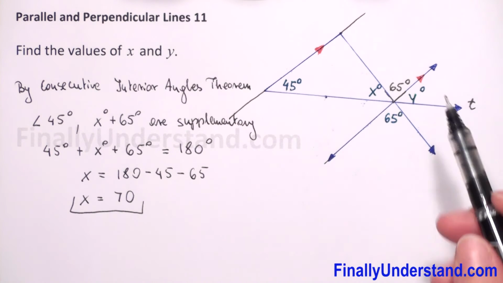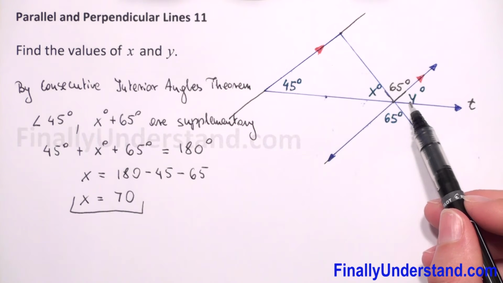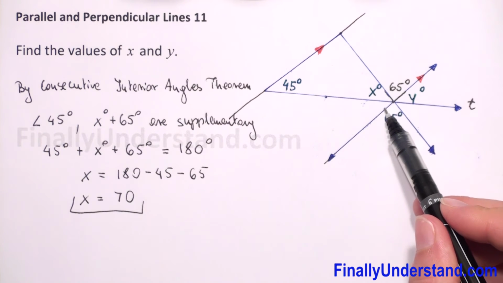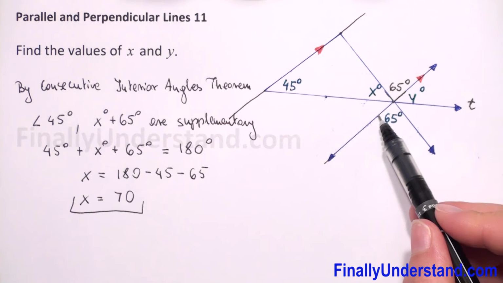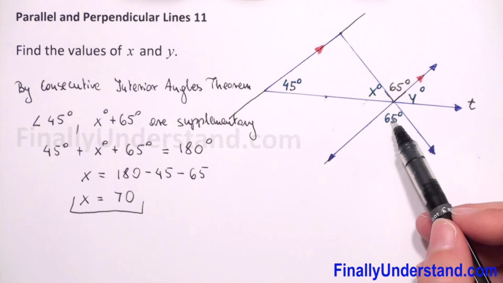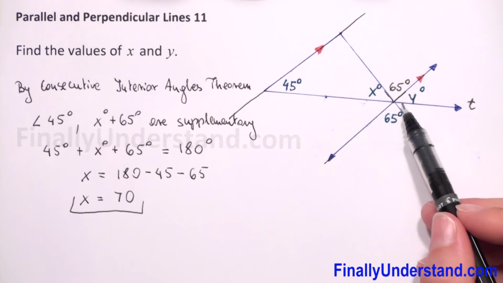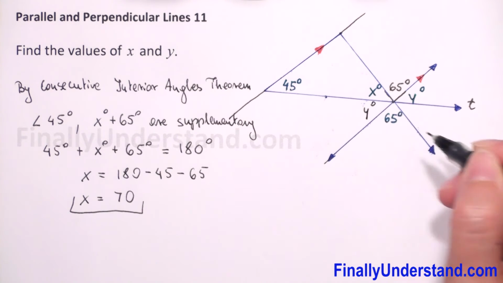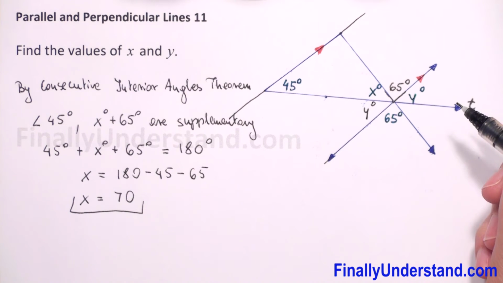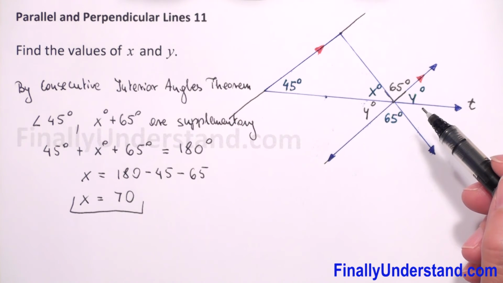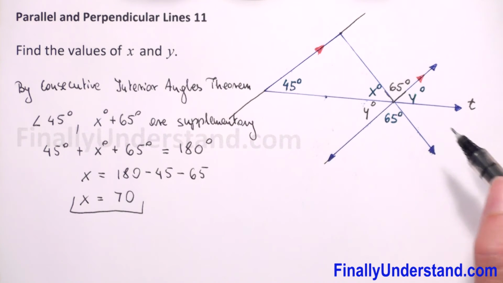Next we have to find the value of y. Because again this angle and that angle are vertical angles, so they have the same measure. They are congruent. So here we have y degrees too. So now again we can use the alternate interior angles theorem.